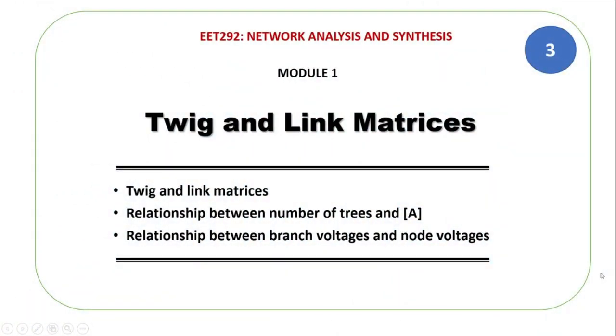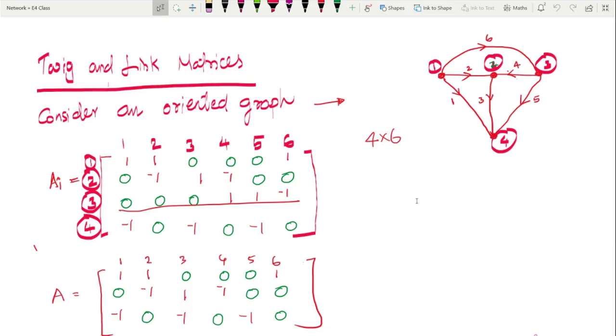In this video, let's see twig and link matrices, the relationship between the number of trees of a graph and the reduced incidence matrix, and finally the relationship between branch voltages and node voltages. Let's see all these things in detail. First of all, let's see how to generate twig and link matrices from the reduced incidence matrix of a graph.